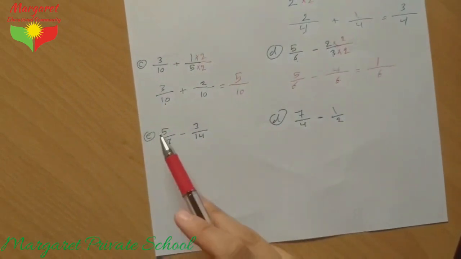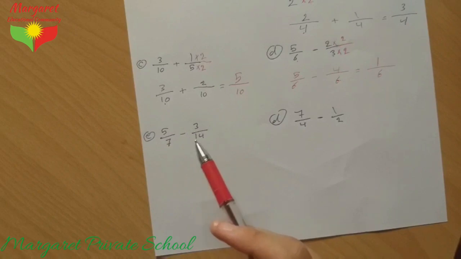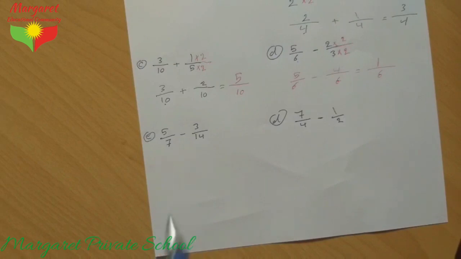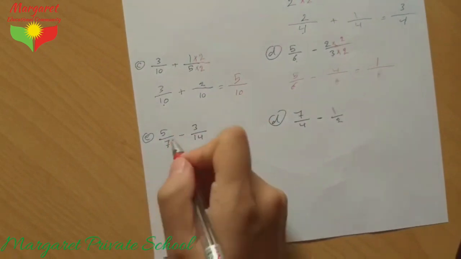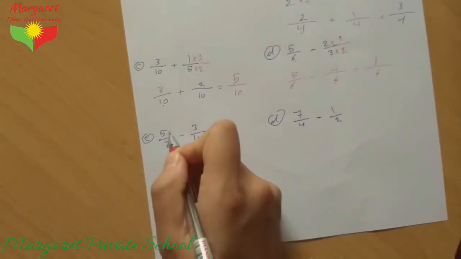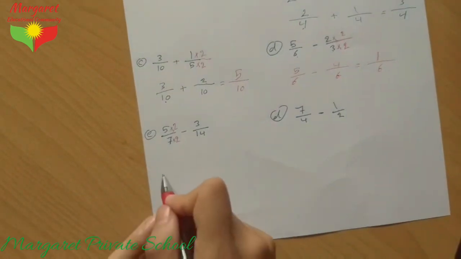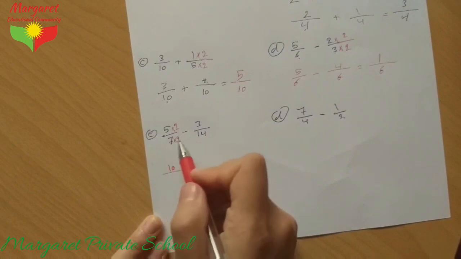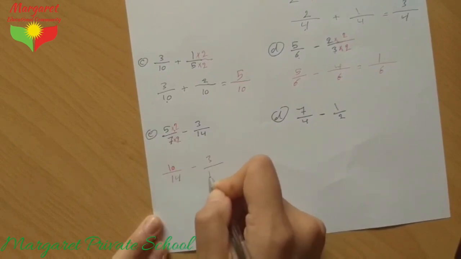Part C: 5 out of 7 minus 3 out of 14. We don't have the same denominator. Which denominator is less, 7? So 7 times which number equals 14? 2. 5 times 2, because the denominator is multiplied by 2. 5 times 2 is 10. 7 times 2 is 14. Minus, write 3 over 14.